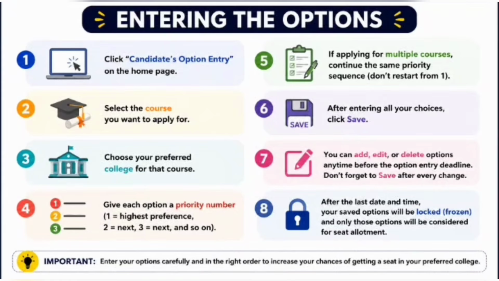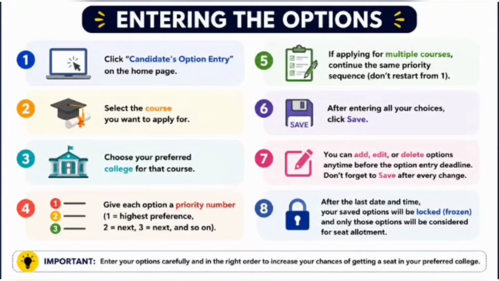Then, after entering all your choices, click save. You can enter 100 colleges also, guys. It's not that you need to select only 10, 20, 30, like that. You can select 100 colleges, and you can select many branches. For your rank, you will have a clear idea of which college you can get, so add that many colleges, guys.